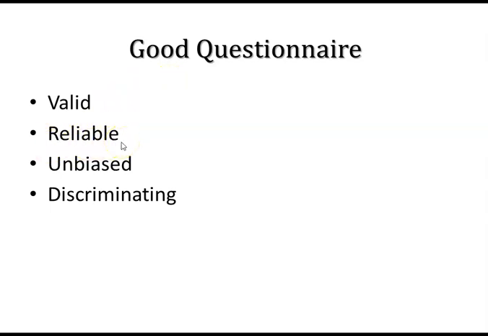Reliable means that if I repeat my study using the same questionnaire, the results should be similar. Unbiased means that there are no biases in the questionnaire which may distort the findings and may not reveal the truth. Discriminating means that the questionnaire should be able to distinguish between different categories of people. For example, it should be distinguishing between a person who is very much aware of the issue and a person who is less aware of the issue.